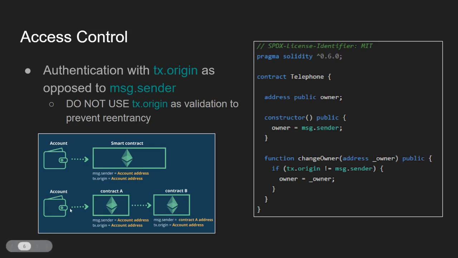tx.origin is always this. You could have 15 contracts in sequence. That would be crazy, but the tx.origin will always be the account. So what some people think is, well, maybe that's a way you can mitigate against reentrancy, because if tx.origin matches the msg.sender, then clearly it can't be a smart contract, and so it can't use reentrancy. But again, that's not true because of this right here.